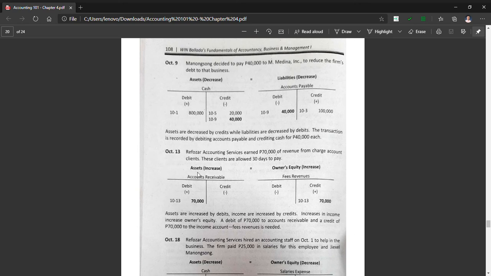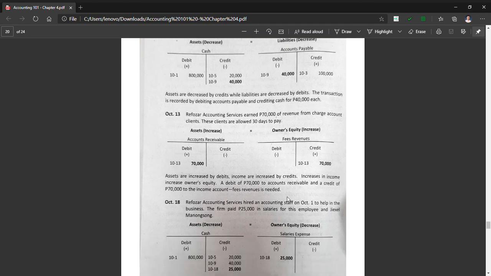So income increases your owner's equity. Right? So kapag nag-increase ang owner's equity, sasamahan niya or tutularin niya ang owner's equity. So, we will be increasing income by a credit for 70,000. Okay, take note again, that in this transaction, meron tayong debit, in this case, accounts receivable, debit of 70,000, and a credit to fees revenue of 70,000. So, yung fees revenue, these are your income. Revenue kasi is your income. Okay?